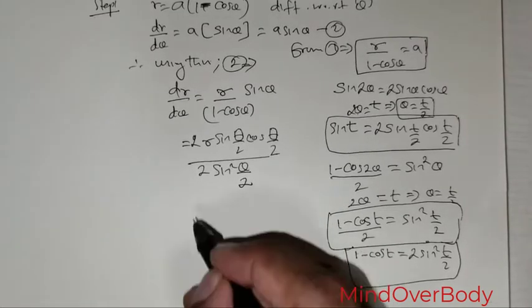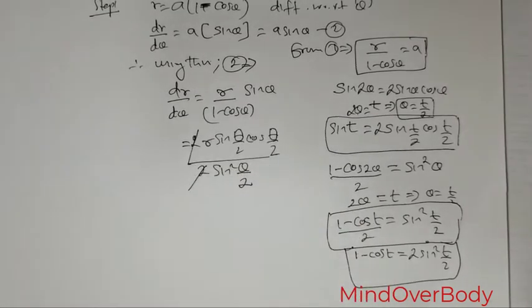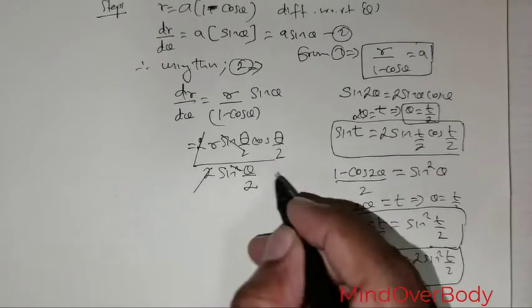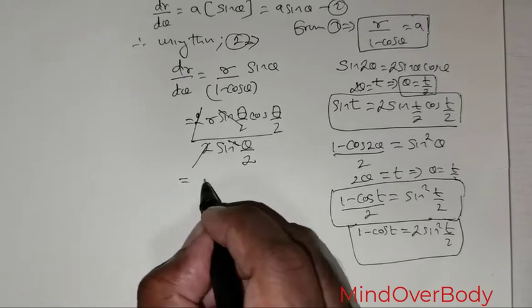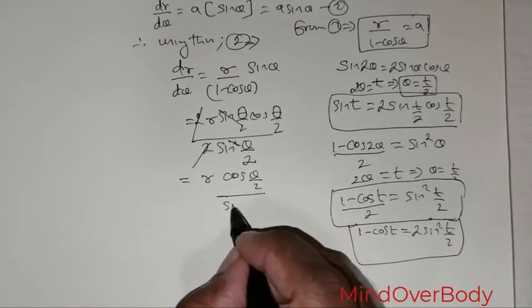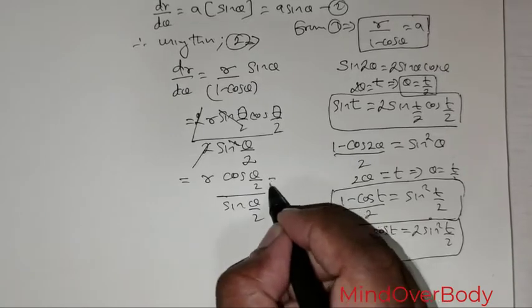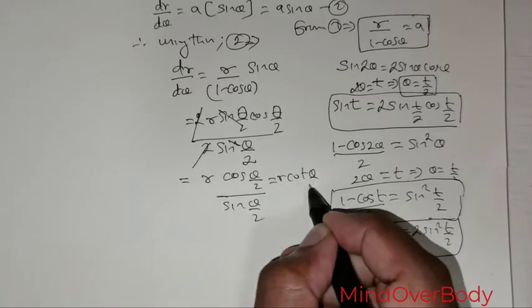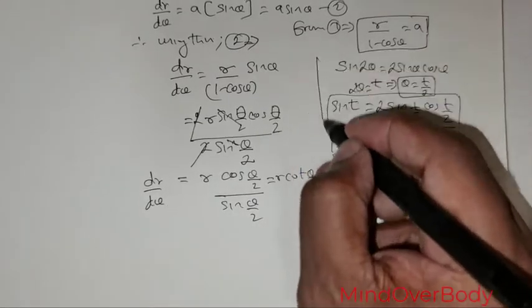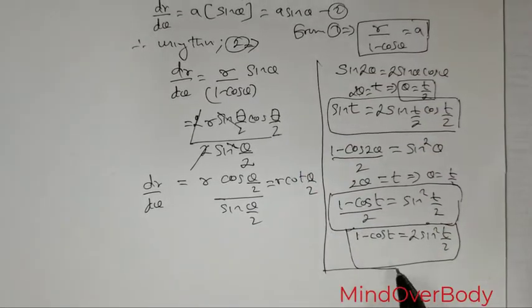So that's fair enough. Now I can cancel the 2 and 2, and I can cancel a sin theta over 2 and a sin theta over 2. So this is going to give me r times cos of theta over 2 divided by sin of theta over 2, which is nothing but r times cot theta over 2. On the left I got dr over d theta. So that is a good simplification.